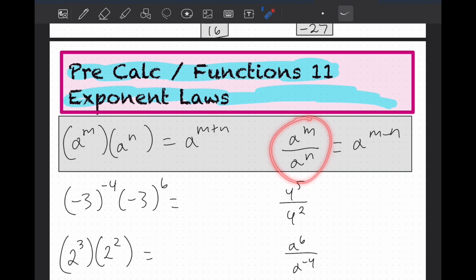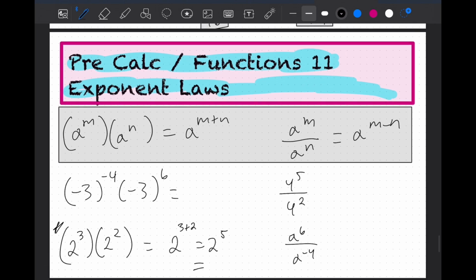In a to the m over a to the n, so when it's division, if the bases are the same, you can just subtract the exponents. So let's start off with this one because it's a little bit easier. The bases are the same, the base is 2, so this would be the same thing as saying 2 to the 3 plus 2, which is equal to 2 to the 5, or also equal to 32.